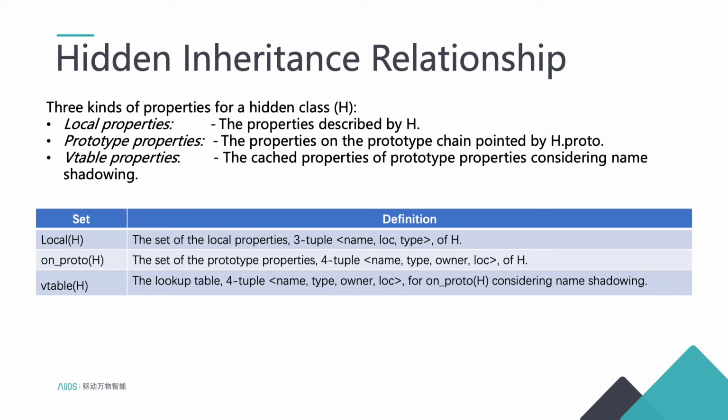Before giving the definition of this hidden inheritance relationship, we first extend the classification of the local property and prototype property to the context of hidden classes. For instance, the local set of hidden class H is the local property of its own object, so does the onProto set. In addition, we introduce the lookup table called vtable, which is a table that is used to cache prototype properties information. The idea of vtable is very similar to the one in statically typed languages like C++.